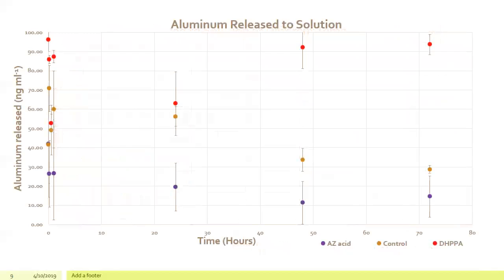Then for aluminum, you can see there's a bit of a mess going on the first couple hours or so. We think this could be due to pH issues or those finer particles reacting a little bit quicker. But once it stabilizes, you can really see that DHPPA. Now this is in PPB, not PPM like the silica. You can see that DHPPA is about 95-ish compared to the azelaic acid that's only about 15 at the end.